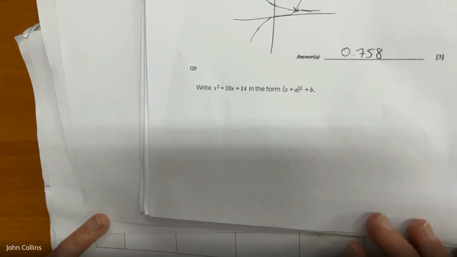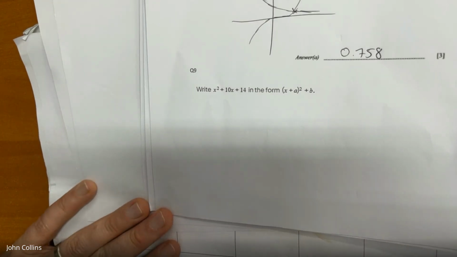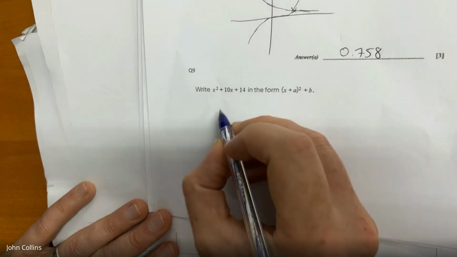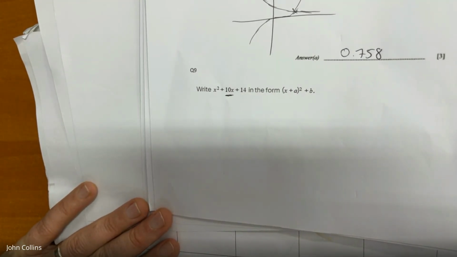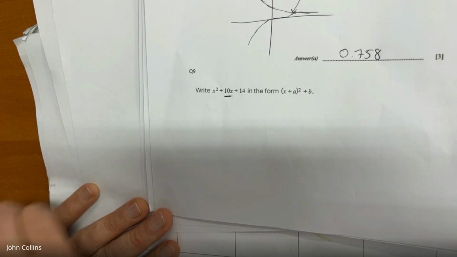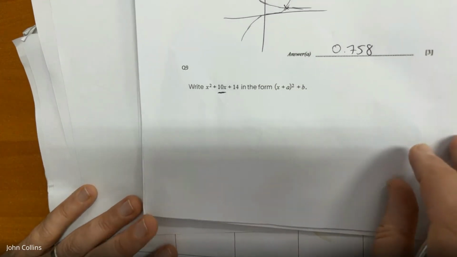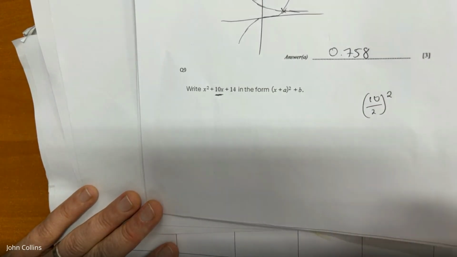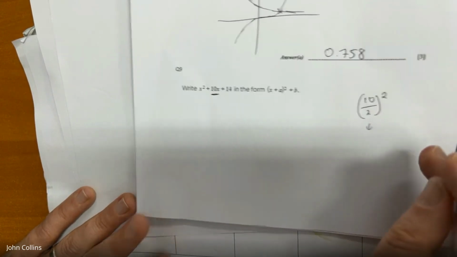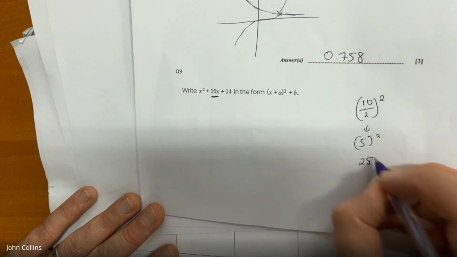Okay, completing the square with no equal sign here. So can we complete the square with no equal sign? It's all about taking this middle term and halving it and squaring it. So 10 halved squared. I'll show you why we do this in a second. So that's 5 squared, which is 25.